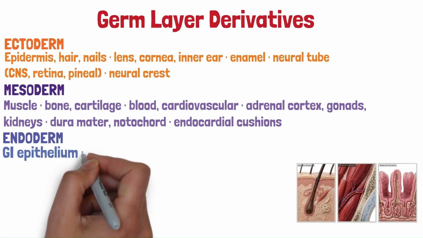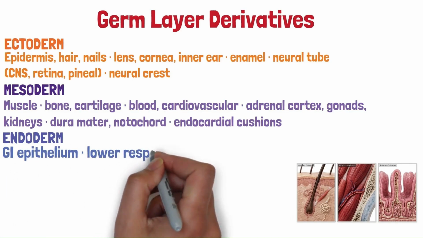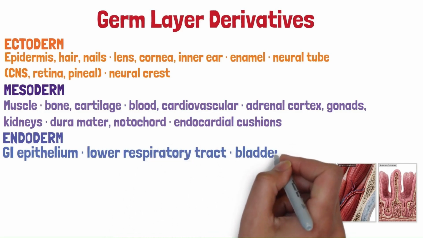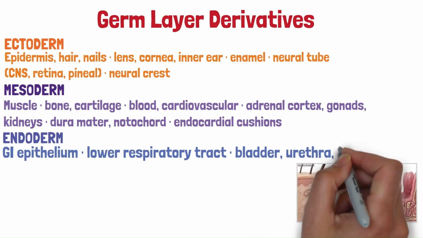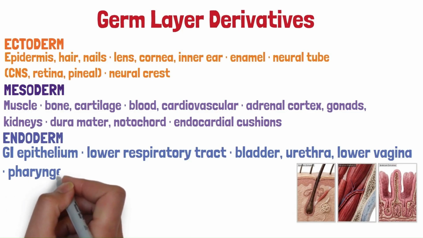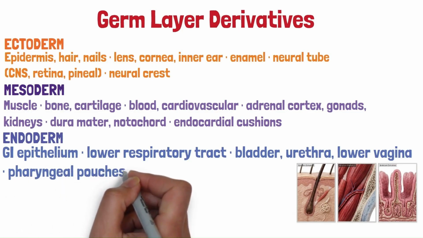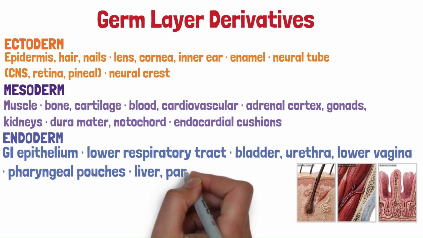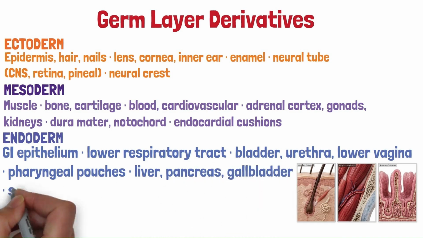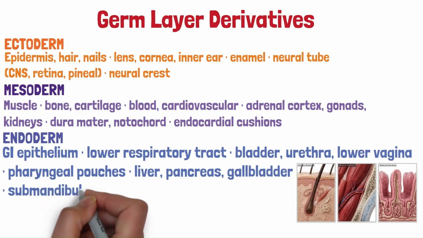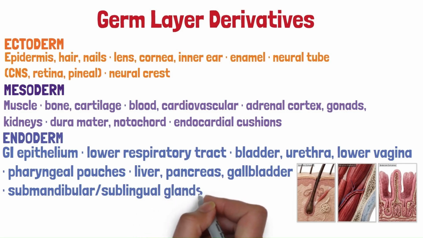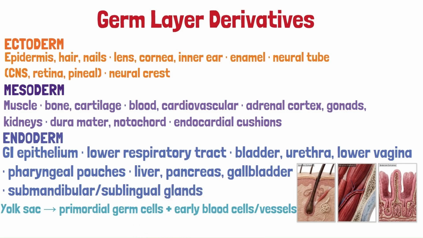And endoderm lines the entire gastrointestinal tract: foregut, midgut, hindgut. The lower respiratory tract, larynx, trachea, and lungs, and the bladder, urethra, and lower vagina, the pharyngeal pouches that become the thyroid, parathyroids, and thymus, plus the liver, pancreas, gallbladder, and the submandibular and sublingual glands. And don't forget the extraembryonic contribution. The yolk sac is where primordial germ cells and the earliest blood cells and vessels come from.